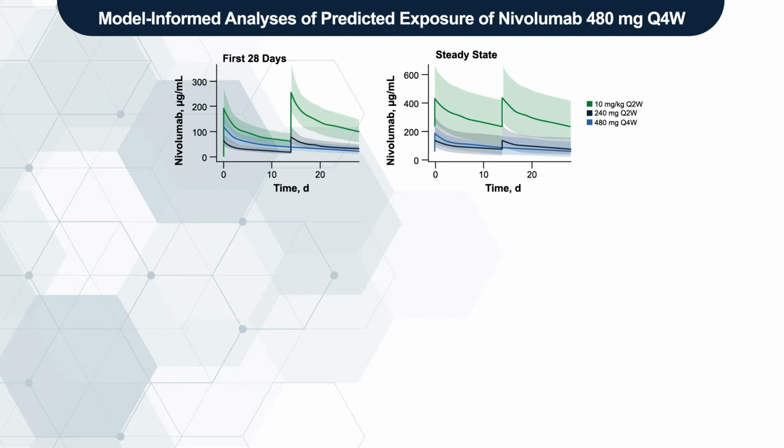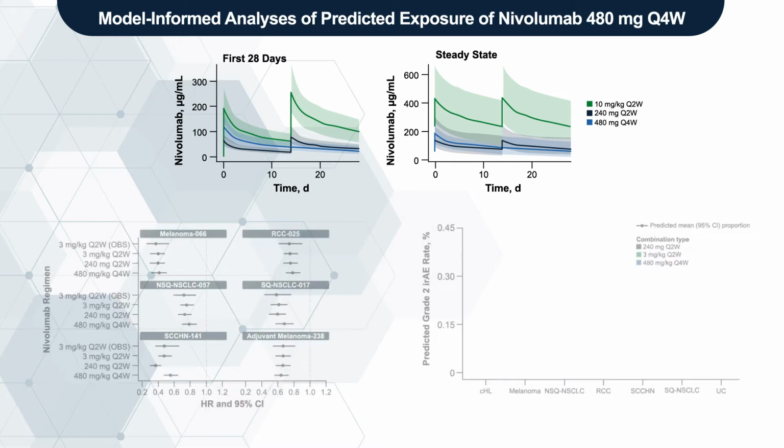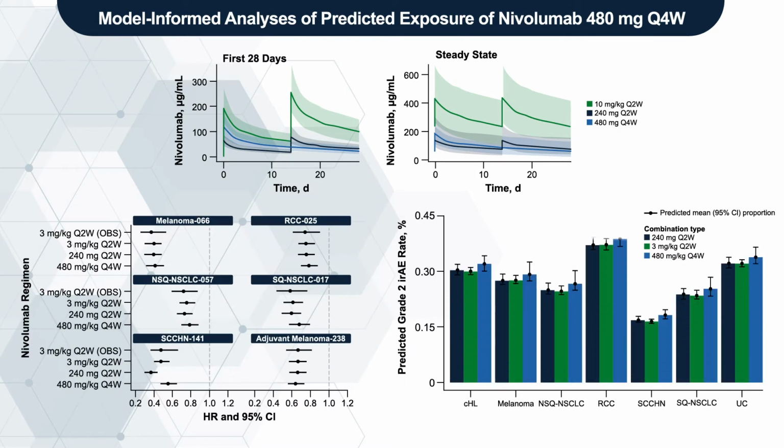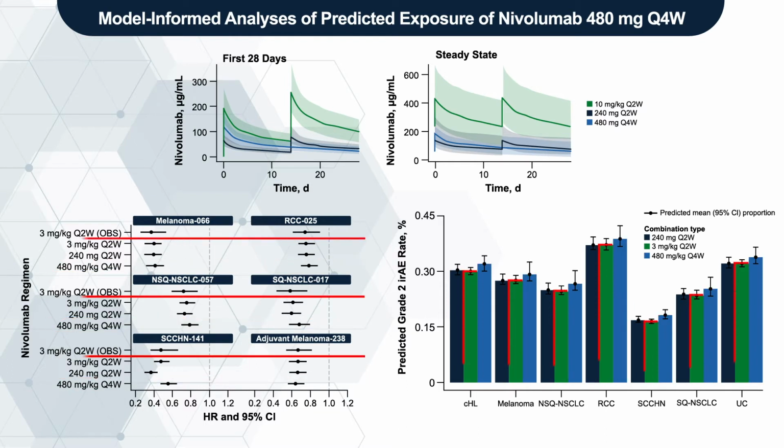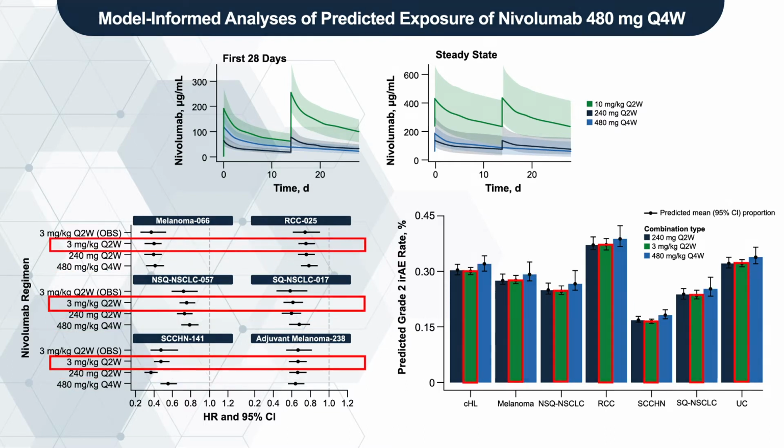After FDA approval of Nivolumab, dosed at 3 milligrams per kilogram of body weight every 2 weeks, a modeling and simulation approach was used to explore the impact of extending the dosing regimen. These analyses demonstrated that the benefit-risk profile associated with the 480 milligram every 4-week regimen would mirror the approved 3 milligram per kilogram every 2-week regimen.